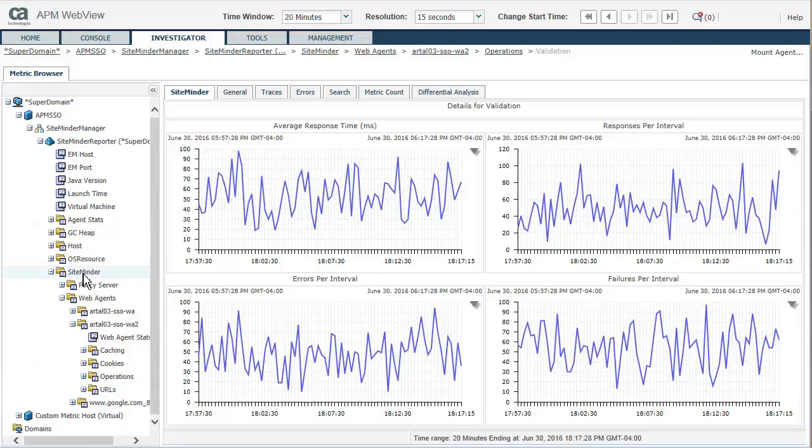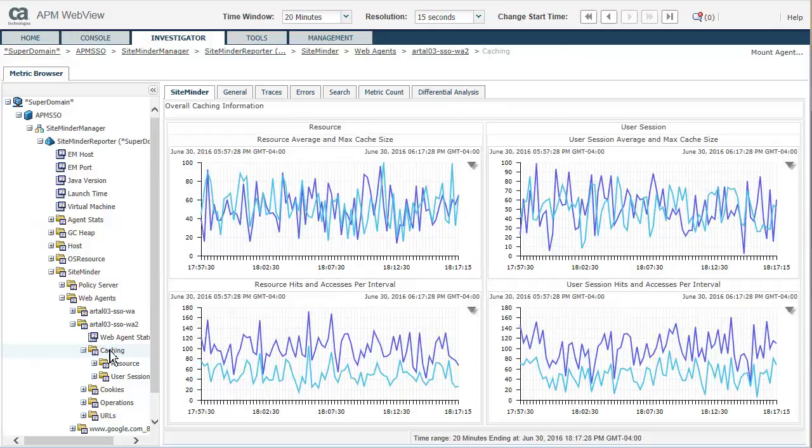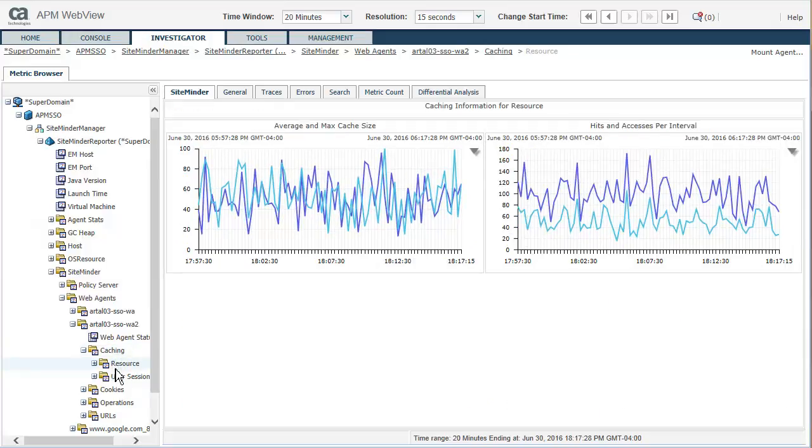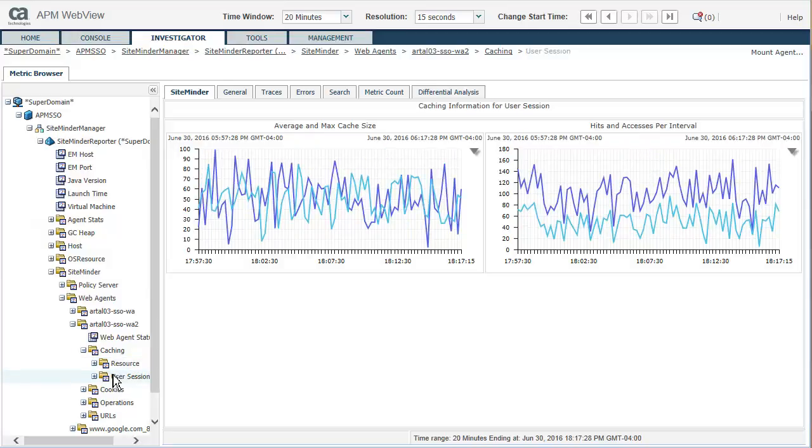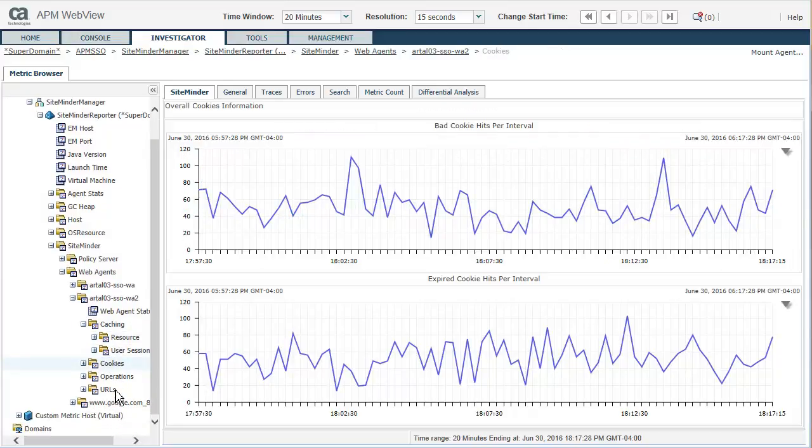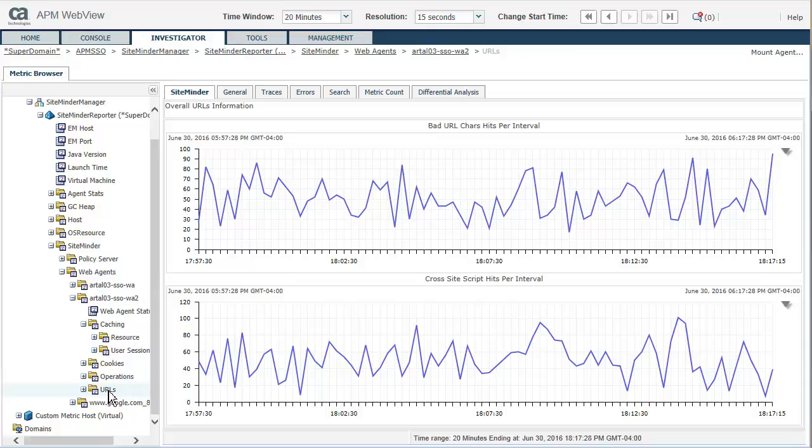After looking at the operations, James looks at the caching, cookies, and URL metrics to see if there are any further indications into what is happening on the web agent. By using CA APM for SSO, James has been able to troubleshoot faster and boost IT productivity.